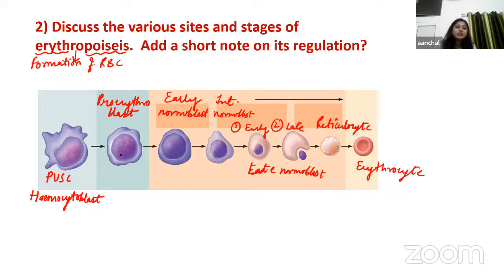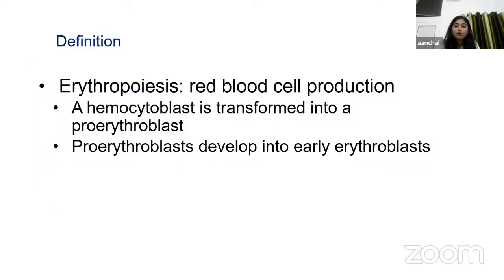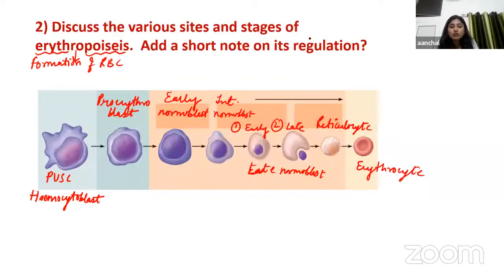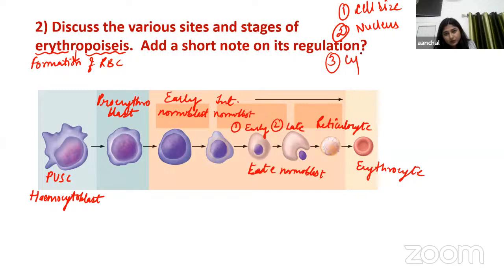So these are the various stages that occur in the process of erythropoiesis, and one by one we're going to learn about all these stages, right? So we're going to learn about some important points. The first will be cell size. The second is nucleus. The third is cytoplasm. And the last is division, mitosis. Right? So these are the various stages, right?